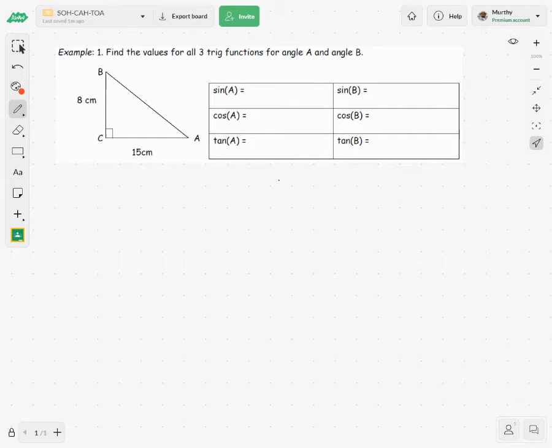Here, find the values for all three trig functions for angle A and angle B. So sine A. First of all, you have to remember the key word, that is SOHCAHTOA, and also memorize the spelling too, SOHCAHTOA. Whenever you solve trigonometric problems, memorize this one, which is SOHCAHTOA.